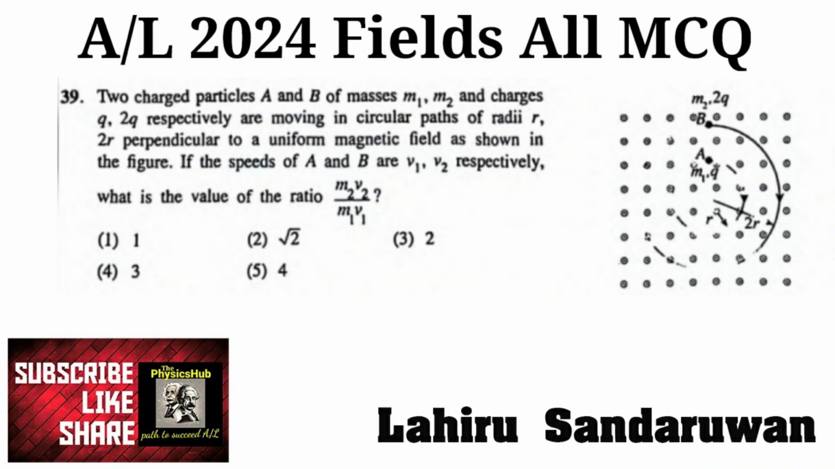Then question number 5. Two charged particles A and B of mass m1 and m2 and charges q and 2q respectively are moving in circular paths of radii r and 2r respectively.